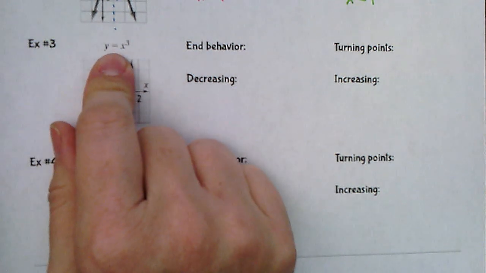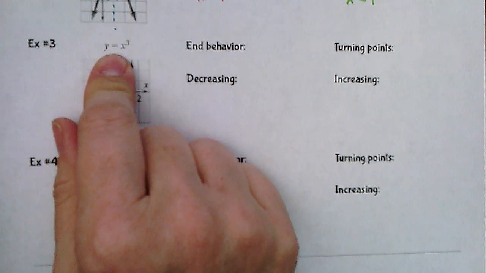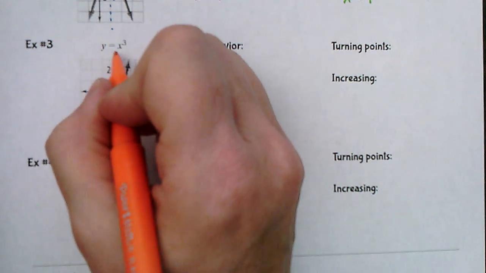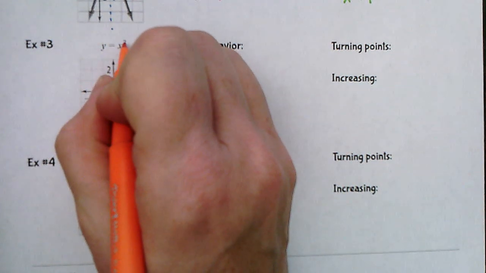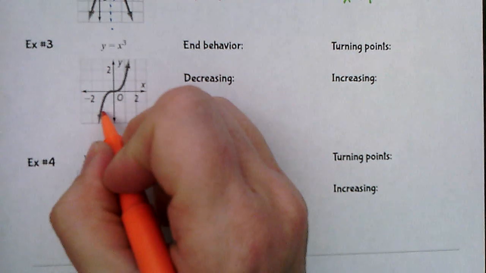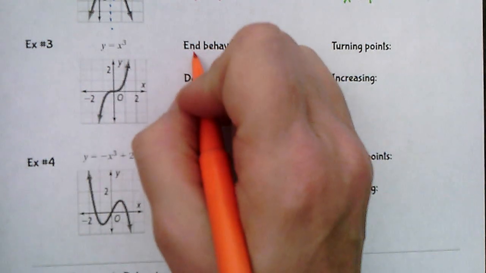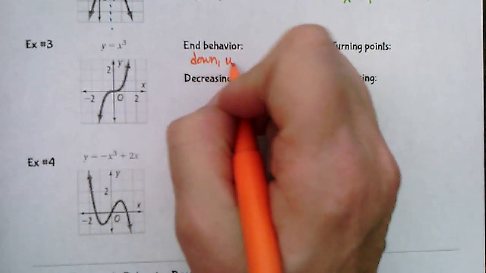Here's our parent function, y equals x cubed. We can tell its end behavior. The leading coefficient is positive. The degree is odd. I can look at the graph and see that the ends are down and then up.